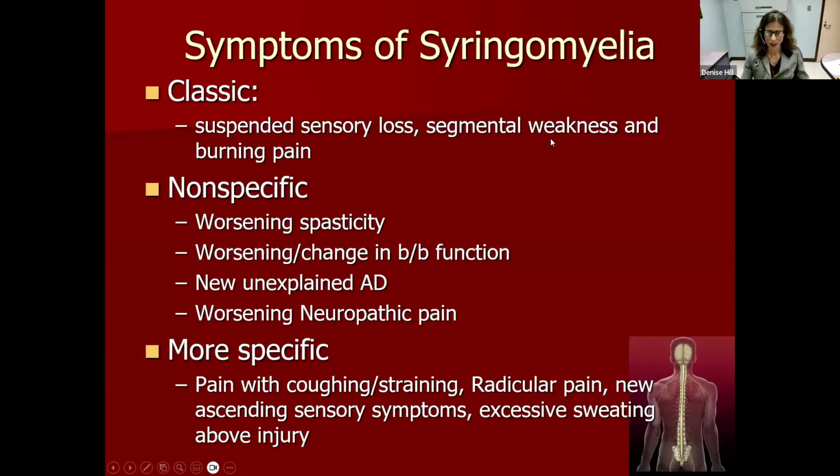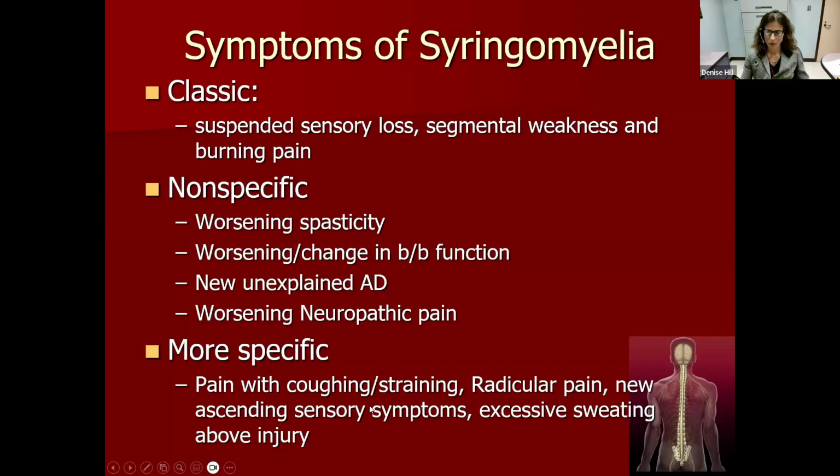Segmental weakness following, of course, whatever is the new involvement, the new levels of involvement based on the myotomes, and then classically burning pain. There are a lot of nonspecific symptoms. So worsening spasticity, worsening or change in bowel and bladder function, new unexplained AD, and worsening neuropathic pain. Obviously, when patients present with these, there are many things on each of these areas where we would have a differential diagnosis, and one of them would be a syrinx.